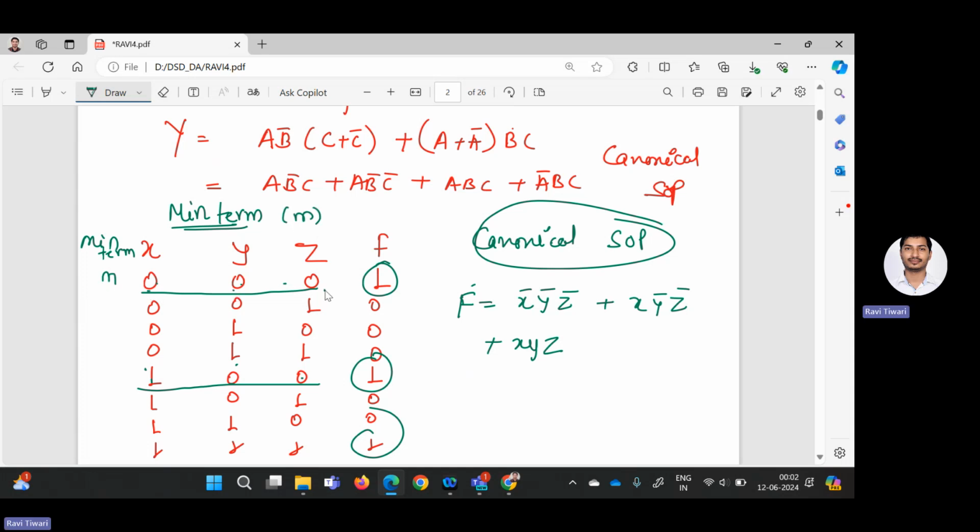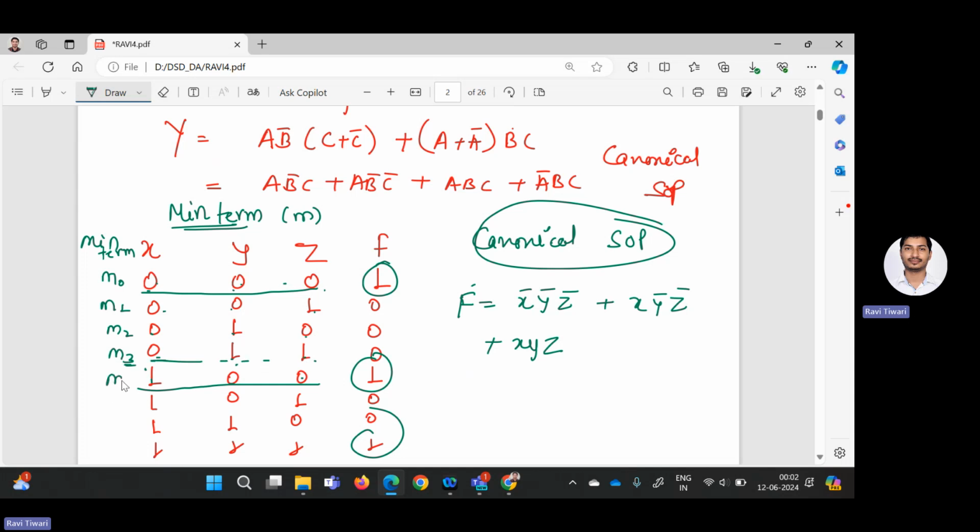0, 0, 0 in decimal means 0, so m0. 0, 0, 1 in decimal means 1. 0, 1, 0 is 2, so it is m2. 0, 1, 1 means 3, so this is m3. That means this is the decimal representation of this binary combination.